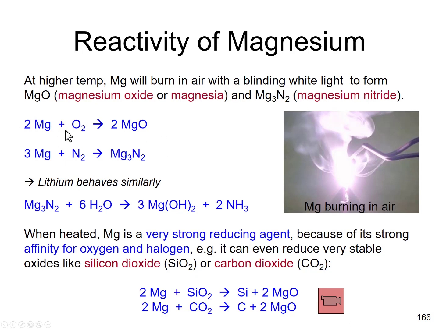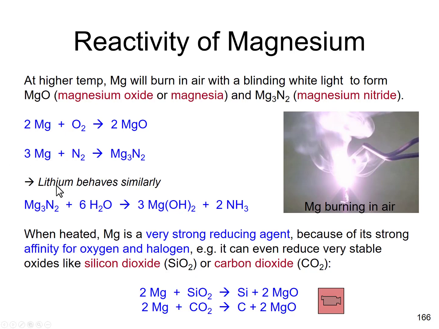2 equivalents of magnesium react with 1 equivalent of dioxygen to form 2 equivalents of magnesium oxide. So this is again a very simple redox reaction. On the other hand, you have 3 equivalents of magnesium reacting with dinitrogen to form magnesium nitride, and this is also a redox reaction.